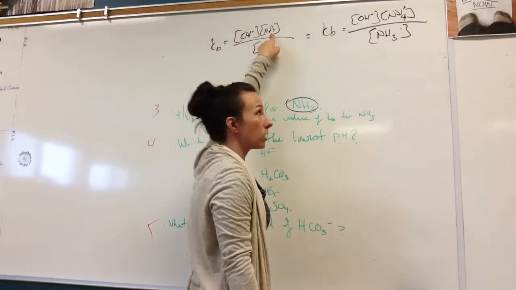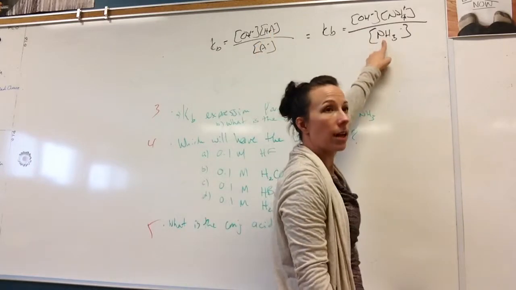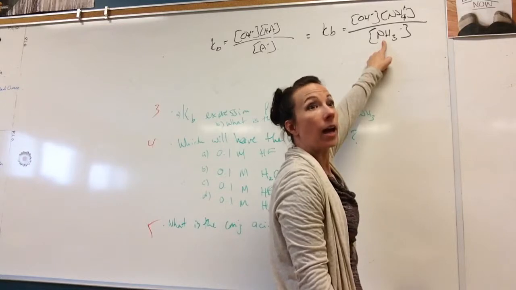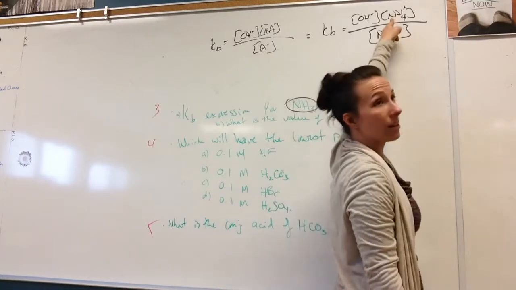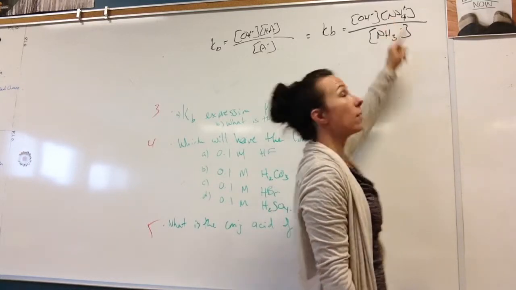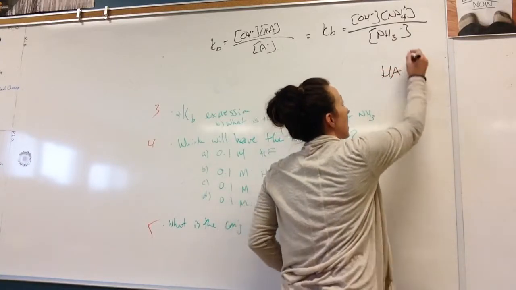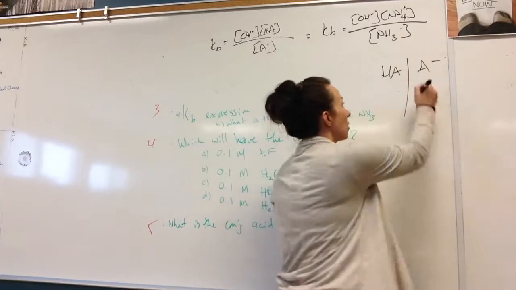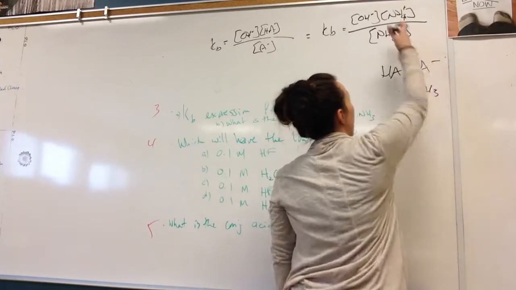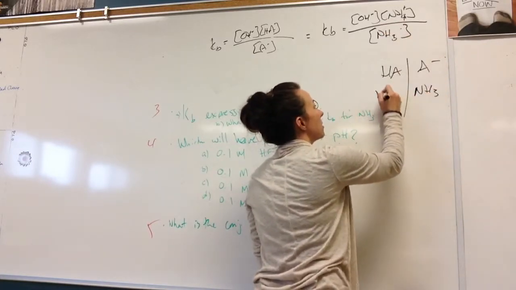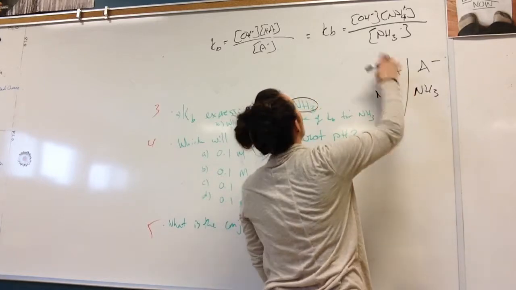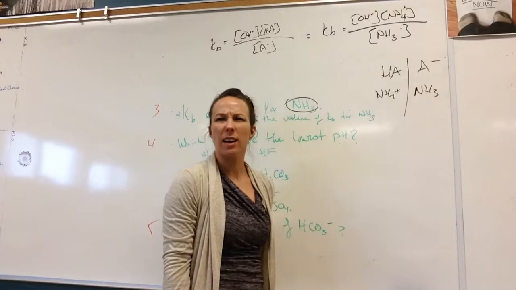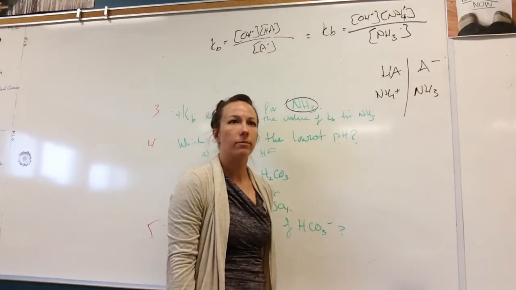Look up in your data booklet what that looks like in the base column. And look at its conjugate acid that I put up there. If you remember, HA is in the acid column and the A minus is in the base column, and if I look up NH3 for the A minus, then this is NH4 plus wherever I put my HA in the formula. See that? Okay, so those two go together.